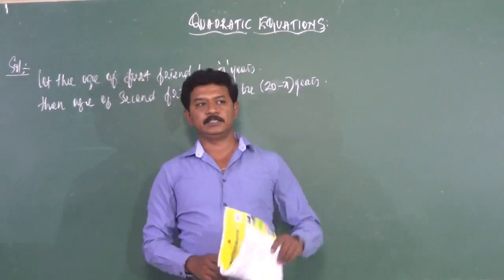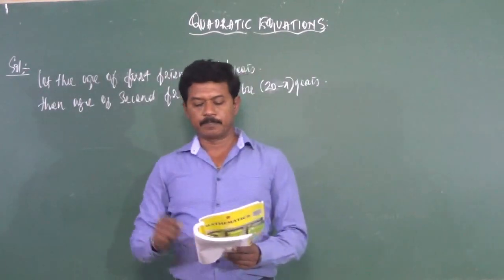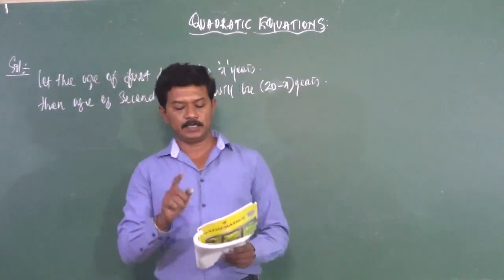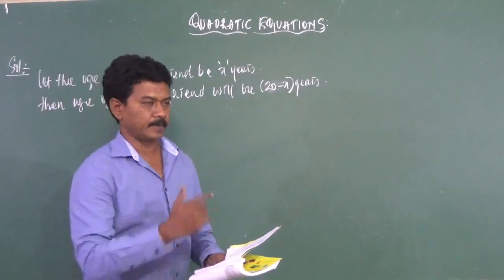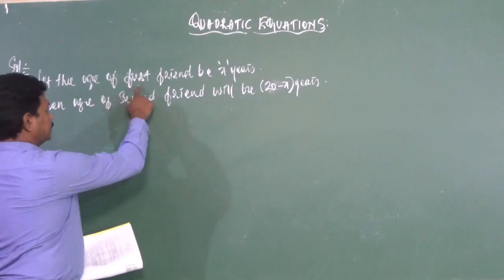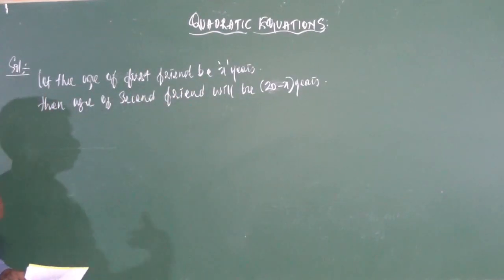4 years ago, in the sense he is speaking in past tense. 4 years ago, the product of their ages in years was 48. So we have done this type of problem in the earlier sessions, right? A lot of problems we have done on this. So 4 years ago, let us take the age of the first friend and let us get the age of the second friend. 4 years ago, right?